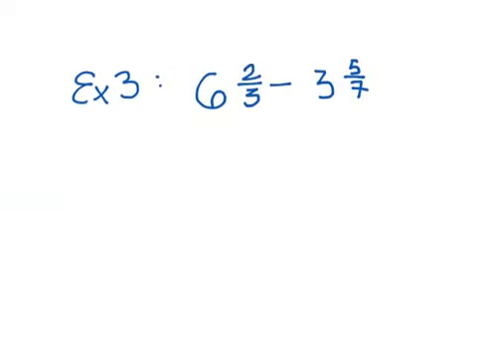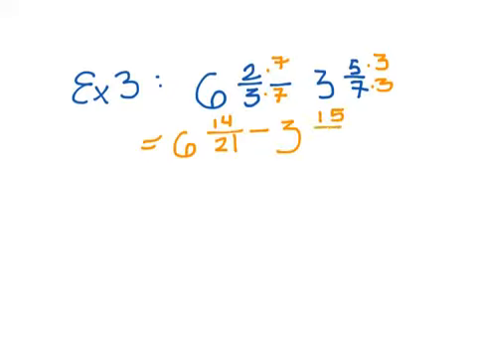And our last problem, guys, 6 2/3 minus 3 5/7. Okay, this one is going to be a little bit difficult because we're going to have to borrow, and I know it's hard to see how you're going to borrow with fractions, but I'm going to show you how to do that. So first things first, get the same denominator. In this case, they're both prime numbers, so they're already in prime factorization. I need to multiply by each other to get the same denominator. So I'm going to get 6 and 14/21 minus 3 and 15/21.